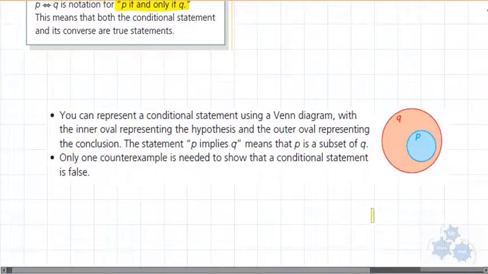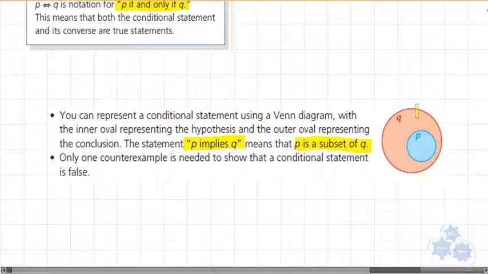The last thing I want to talk to you about, just going over this briefly. We've been talking a lot about Venn diagrams, and there is a piece in here about Venn diagrams. If you think about a conditional statement, the hypothesis is a subset of options, and the conclusion is another set, where P is completely inside of Q. So you can represent a conditional statement using a Venn diagram. The inner circle represents the hypothesis, and the outer represents the conclusion. The statement P implies Q means that P is a subset of Q. So that's important.